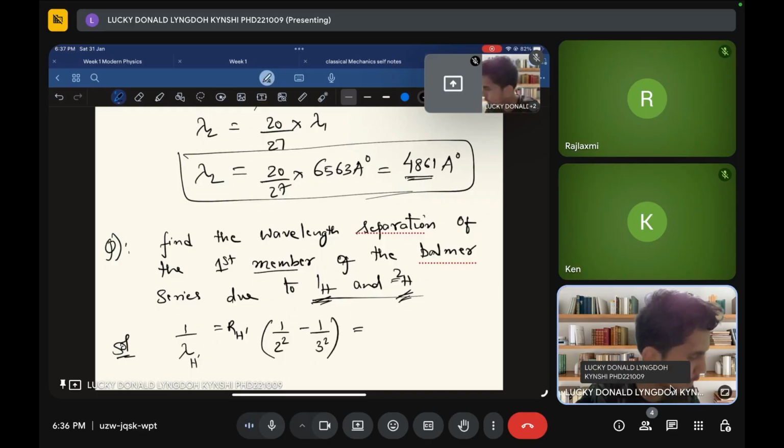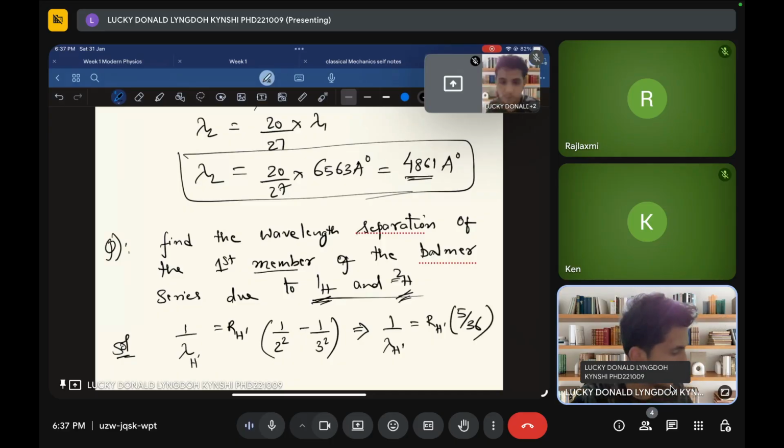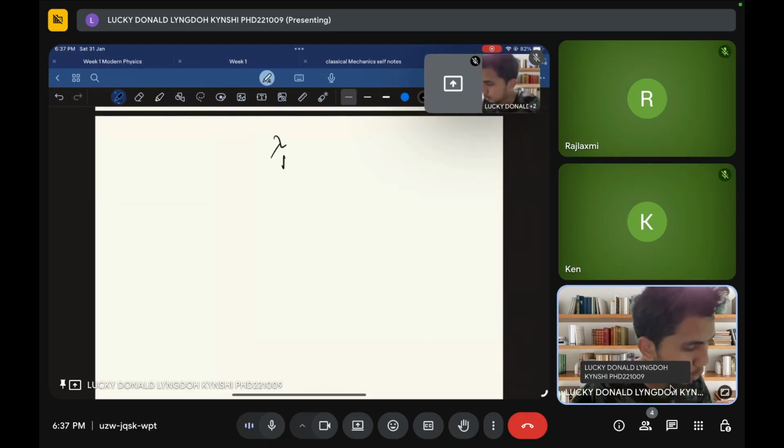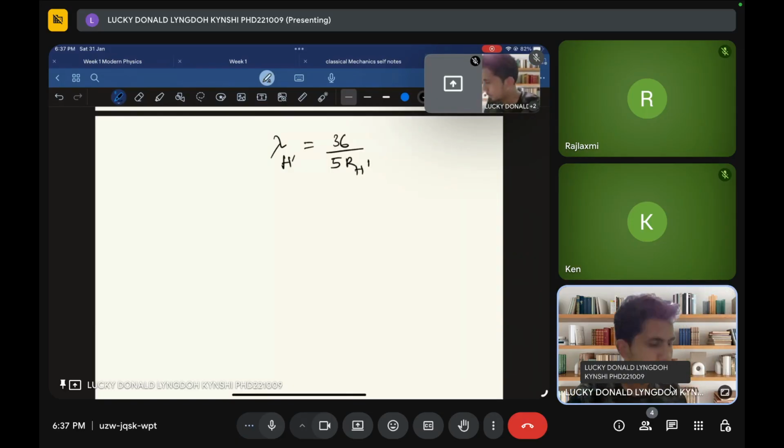You will get the same thing as 1 by lambda hydrogen 1 equal to R_H1, which is the same thing, 5 by 36, which we have already solved. Now lambda of hydrogen 1, if you solve, you will get something like 36 divided by 5 R_H1.